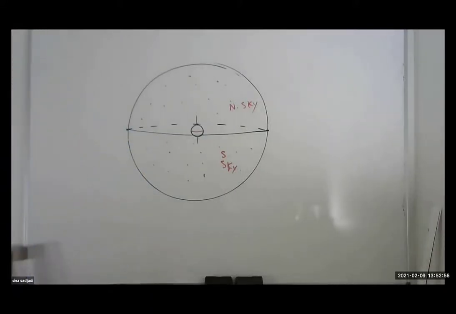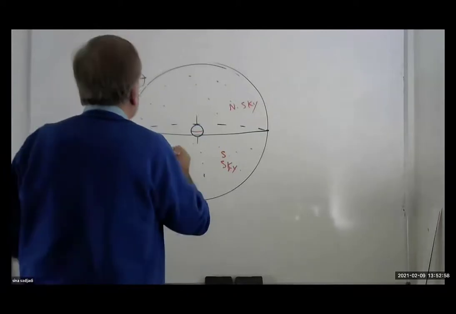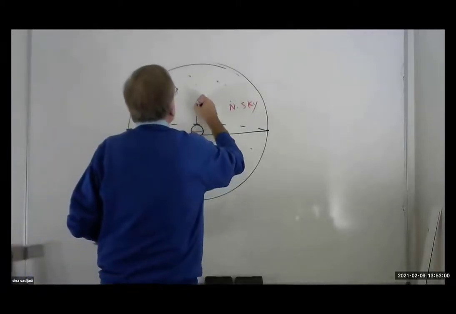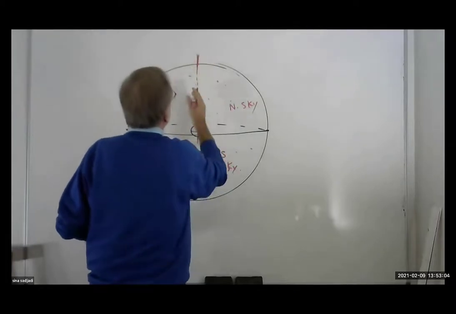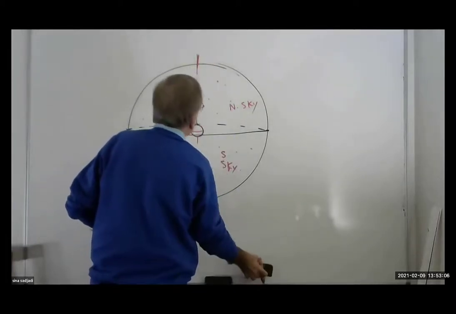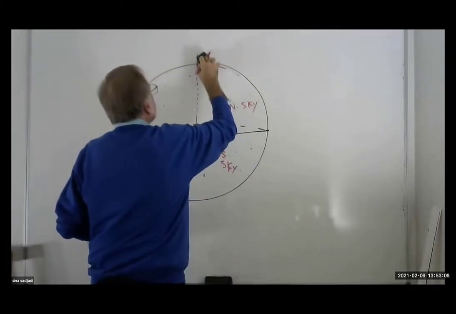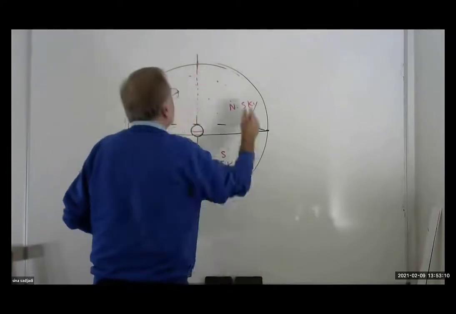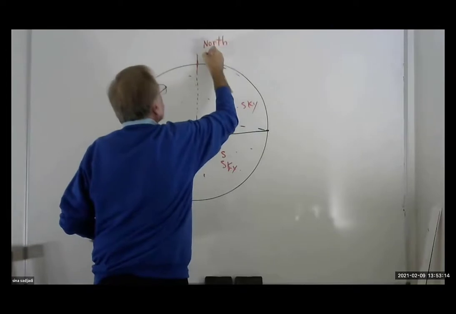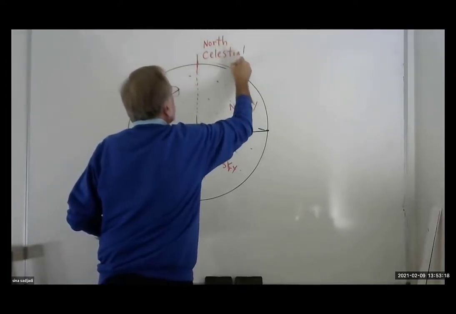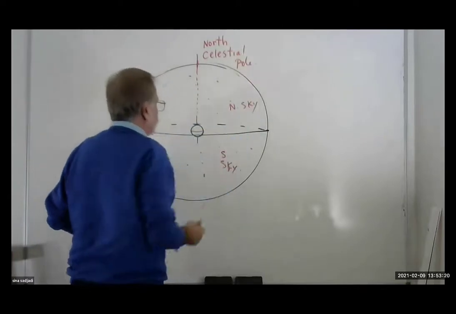Now, I'm going to follow that axis of the Earth until it hits the sky. So I'm going to follow the axis of the Earth. Sorry, it's not perfect. And this is called North Celestial Pole. So this is a North Celestial Pole. There's North Celestial Pole.